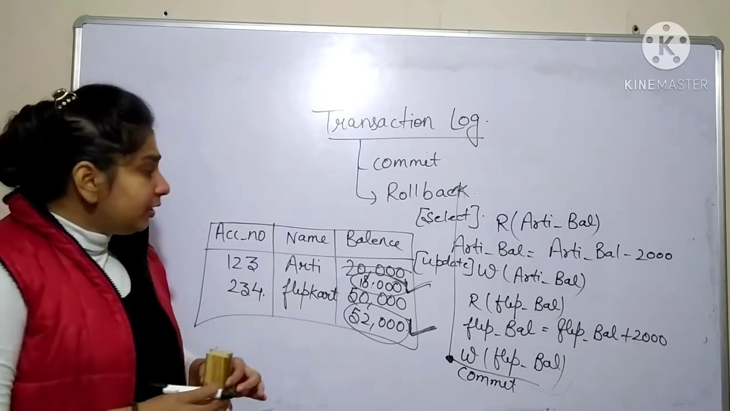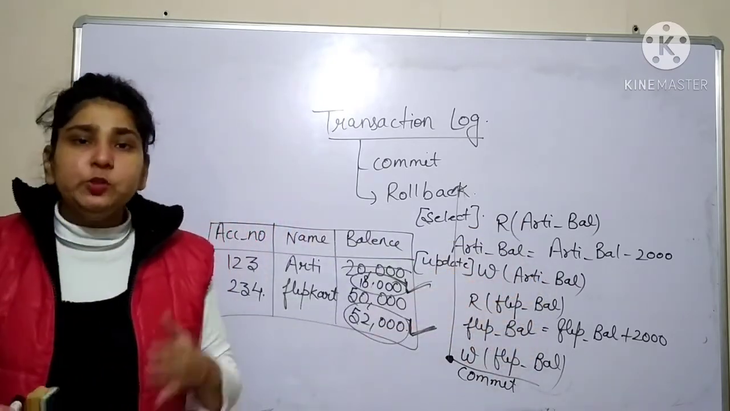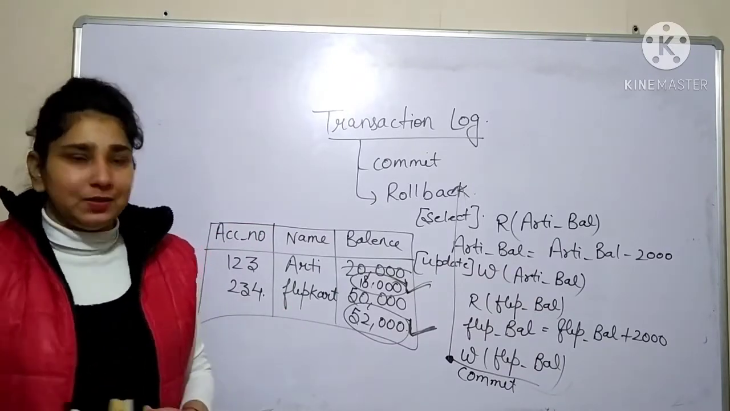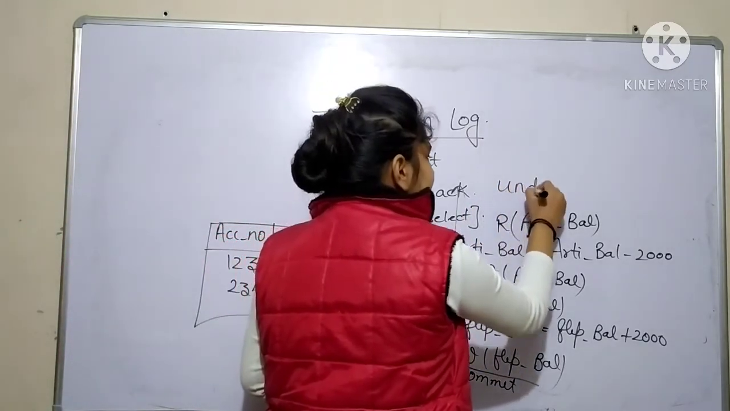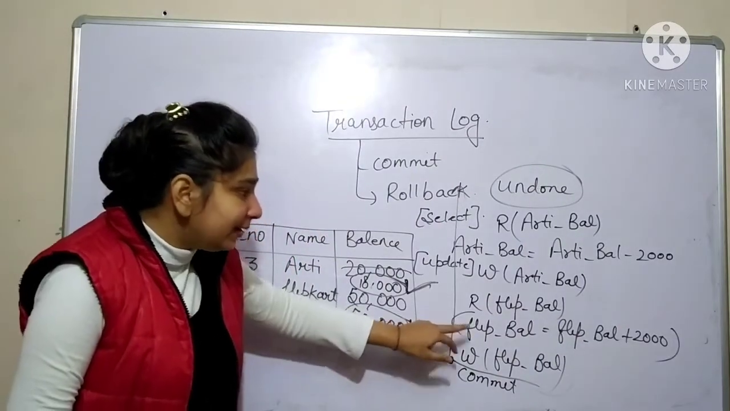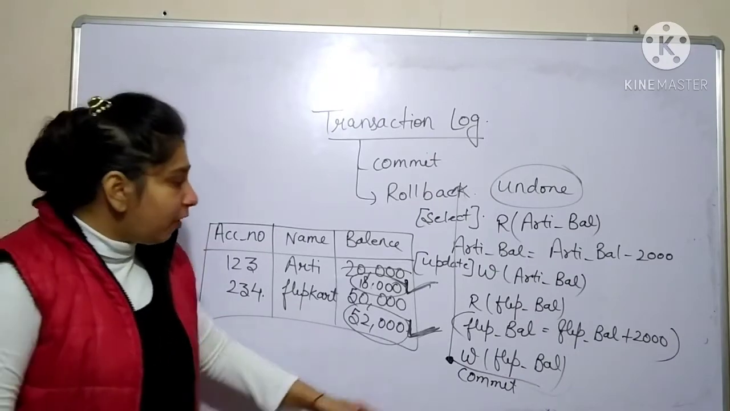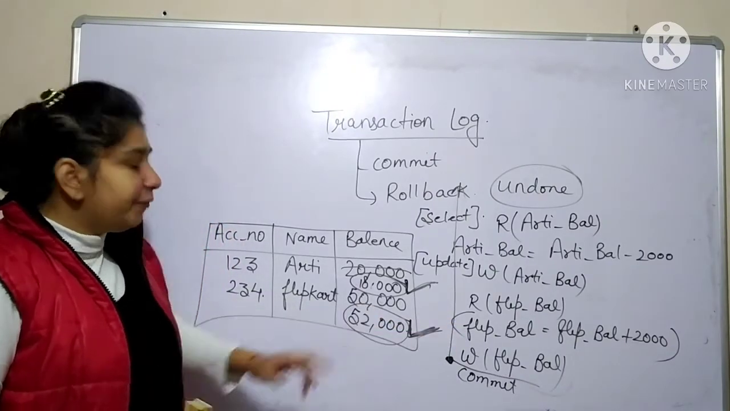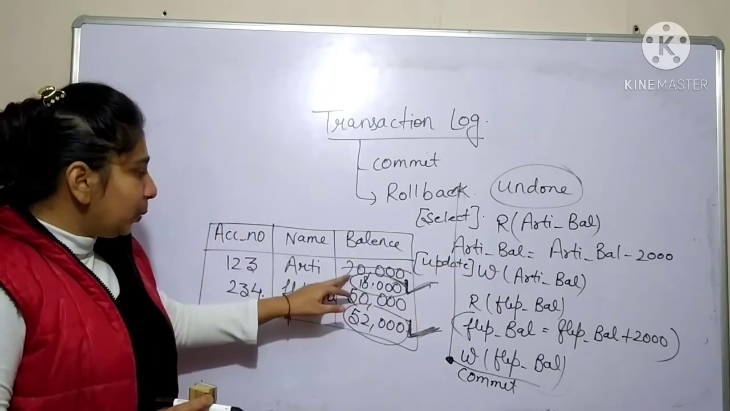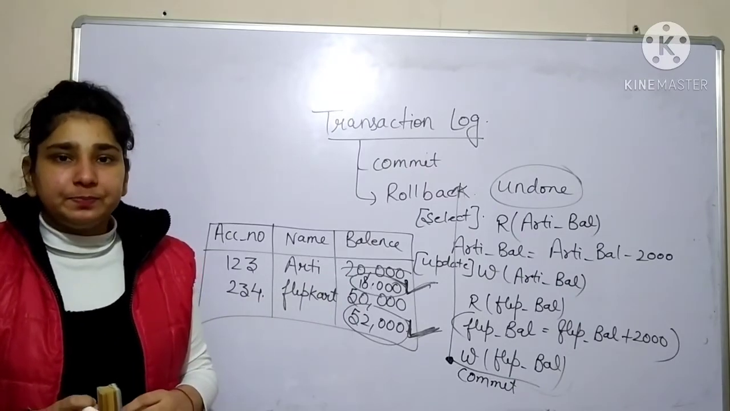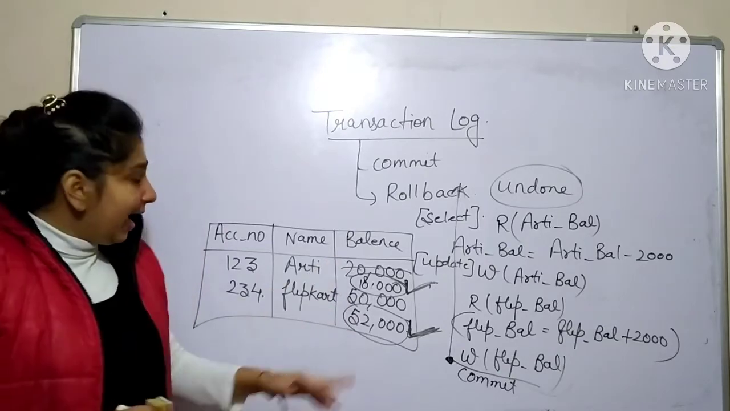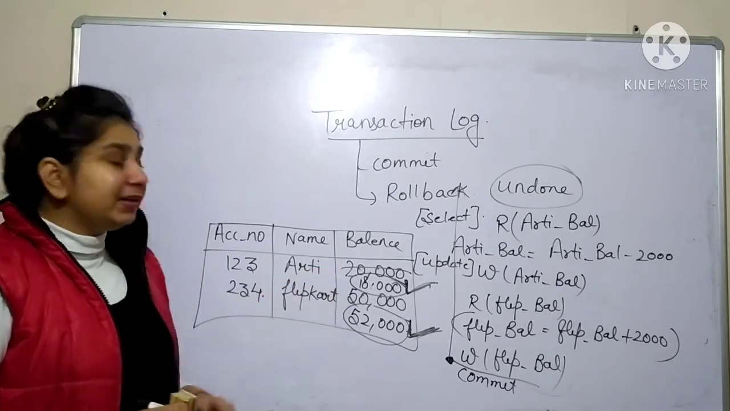What does it mean? All of the operations which we have done until now, we have to undo all of them. Okay, I have to undo this operation. Before performing this operation, what was the value? 50,000. And before performing this operation, my value was 20,000 here. So I have to get back the previous values. I want 20,000 here and 50,000 here.